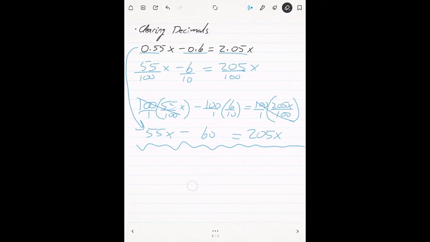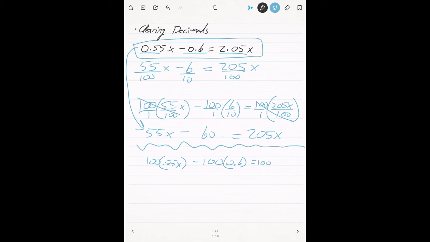So I can look at all three of these numbers here, and I can say to myself, how many times do I have to move the decimal? Well, I got to move it over 2 times at the most, right? So I should multiply each thing by 100. So if I took 100 times 0.55x, and 100 times 0.6, and then 100 times 2.05x, that means I'm just moving the decimal 2 places for everything.